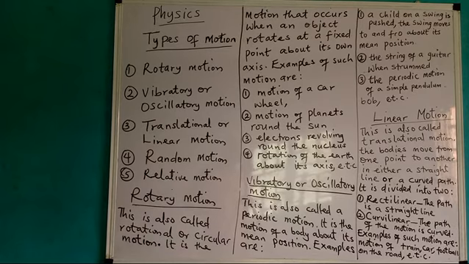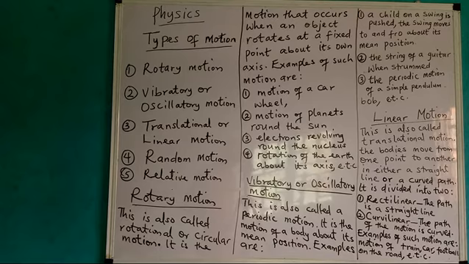Now we have the first one, which is the rotary motion. We said that this one can also be called rotational or circular motion. It is the motion that occurs when an object rotates at a fixed point about its own axis.